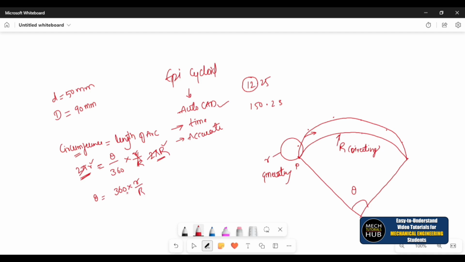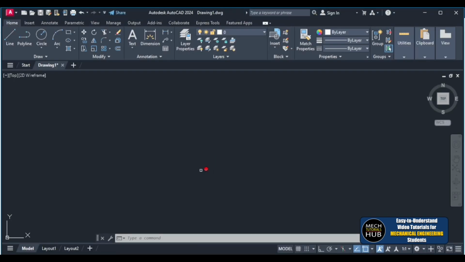All right. So by considering this formula, if you take 360 multiplied by 25 divided by 90, so it is 45, going to be how much? 200 degrees. Theta is going to be 200 degrees. Now by considering this 200 and 50, 90 as generating and directing circle radius, let us construct the epicycloid by using AutoCAD tool. Now let me draw a line.